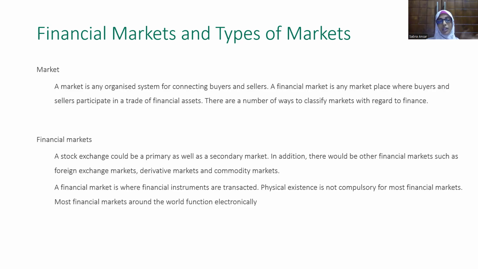And there are things like foreign exchange markets, where different currencies are exchanged. So a person who has USD will exchange it for British pounds or euros. That is the foreign exchange market. And in the derivative market, obviously, derivatives will be sold, and the same for commodity markets. So a financial market is generally where financial instruments are transacted.